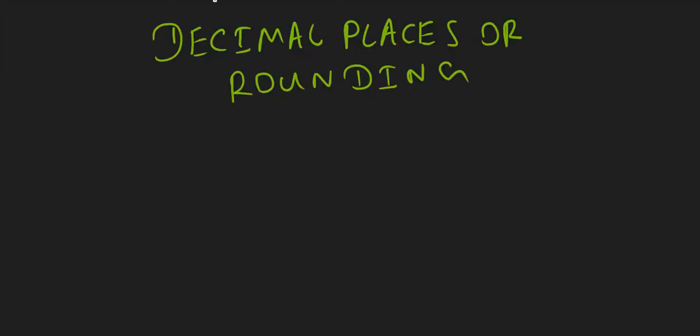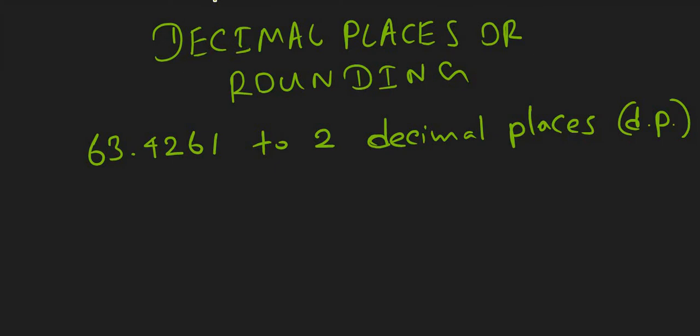Decimal places or rounding is where we express a number in a more concise form. 63.4261 to 2 decimal places. Now consider the number to 3 decimal places, that is 4, 2 and 6. If the third number is greater than or equal to 5, add 1 to the preceding number, therefore I can write 63.43. Now let's consider the difference between decimal places or rounding and significant figures.